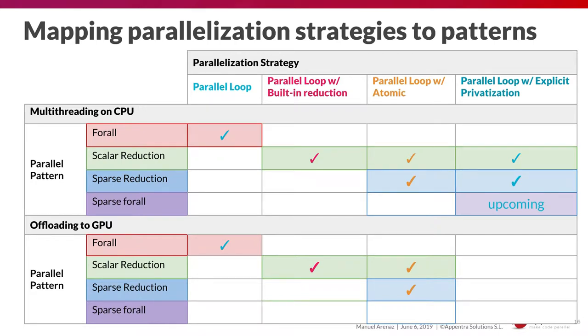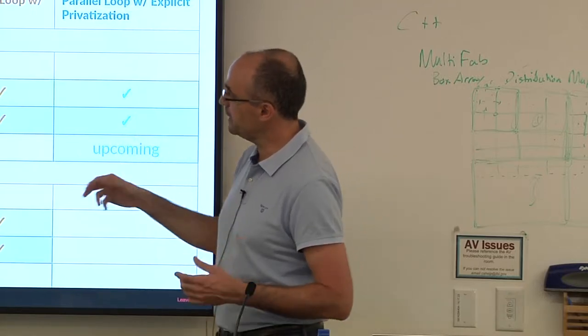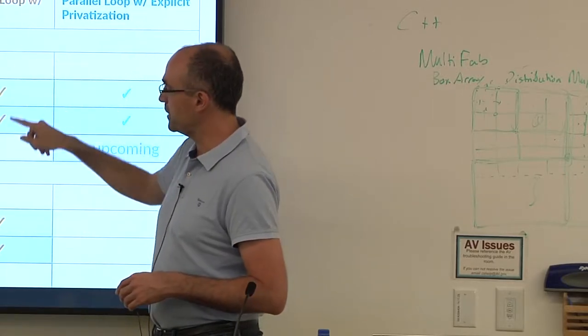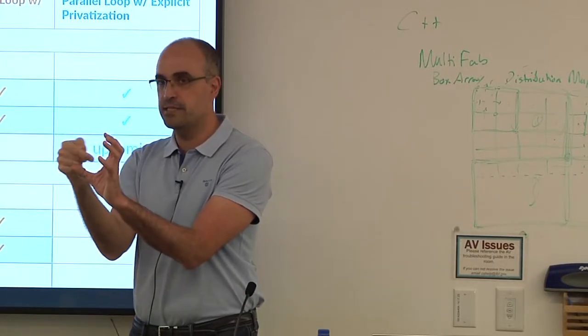So what you can see here is that for a given pattern, the for-all pattern, when you go to the CPU or you offload to the GPU, you have one unique strategy available. That is the parallel loop. This is simply because you don't need any additional synchronization. So you don't need to add any additional synchronization to guarantee correctness. For the scalar reduction, you can see we have 3 implementations on the CPU, multi-threading, and only 2 implementations to offload to the GPU. So in both cases, we can use the built-in reduction support of OpenMP and OpenACC. Or we can use the atomic protection that we see by protecting the statement that updates the variable.